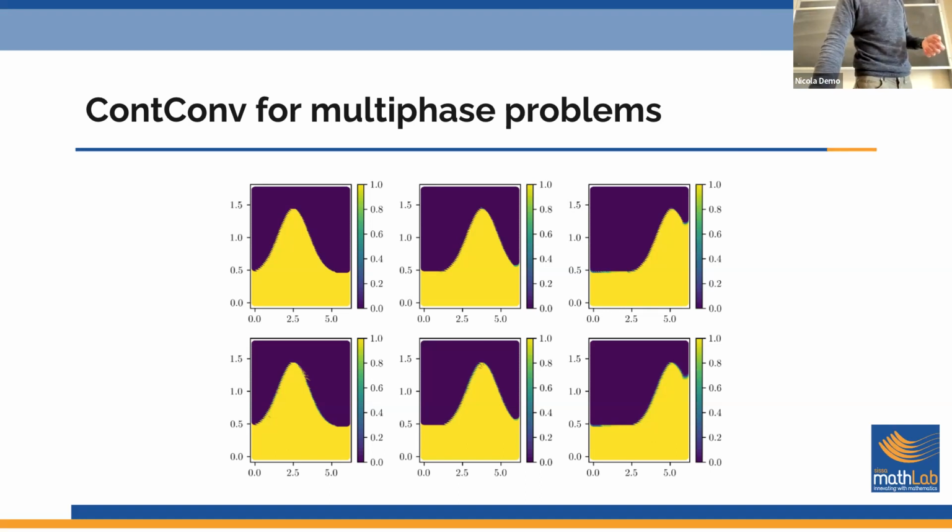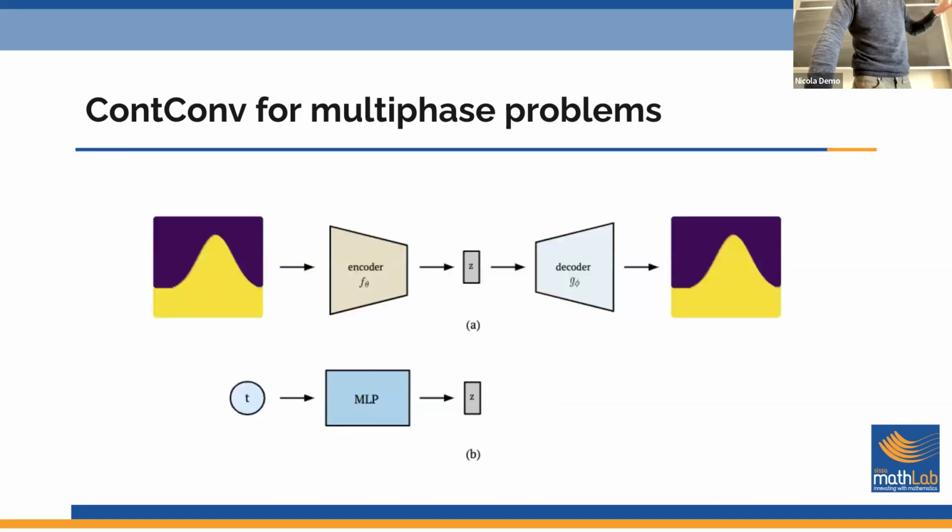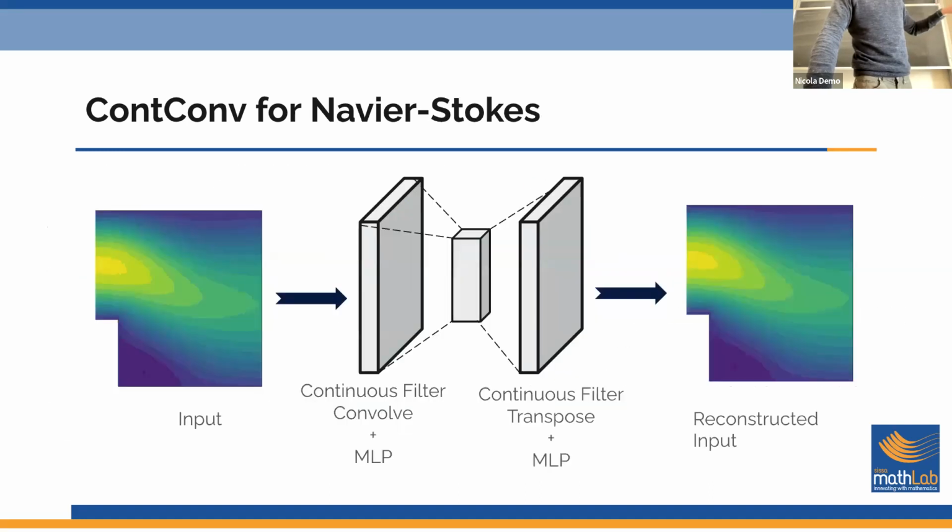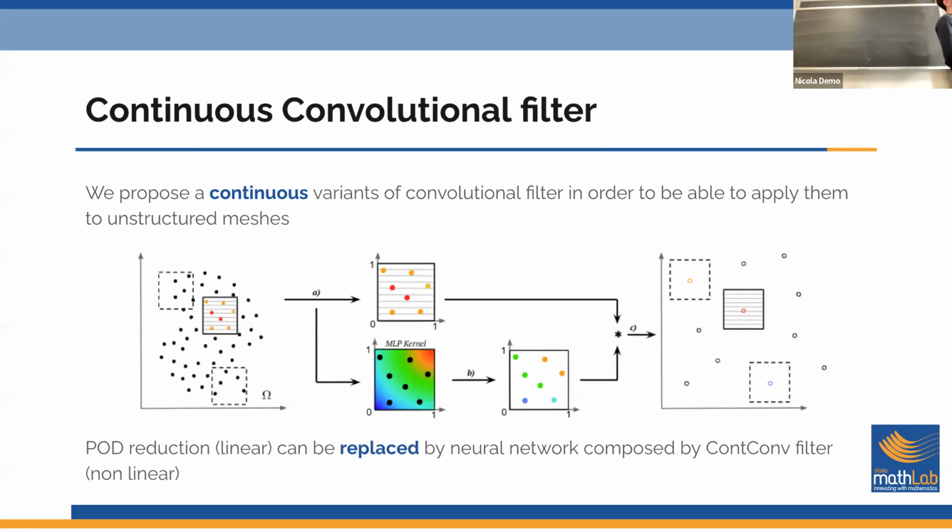I'm sorry, I'm lost. I understood that continuous convolution was something for matching unstructured, scattered data to structured. Can you explain one more time? Yeah, continuous convolution is not a way to pass from unstructured data to structured data. It's a way to work with convolution directly on unstructured data. Right.